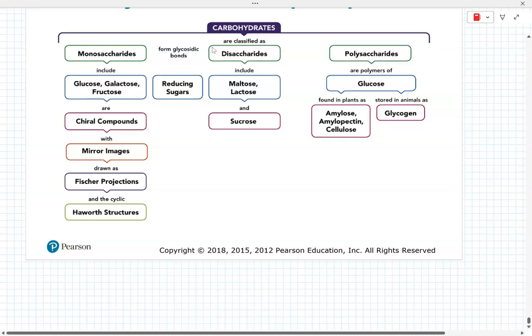So we are doing phenomenal. We are going ahead. So it's a great job.